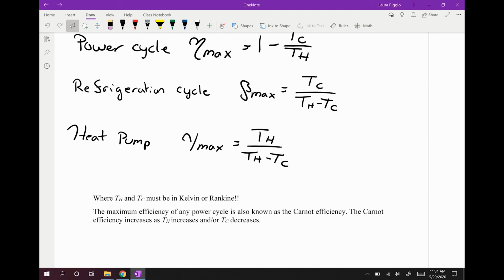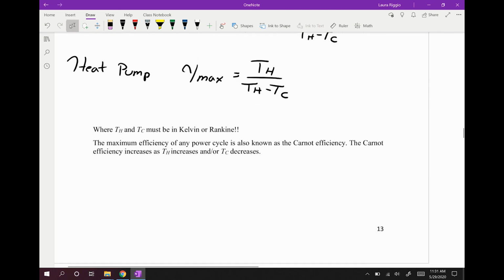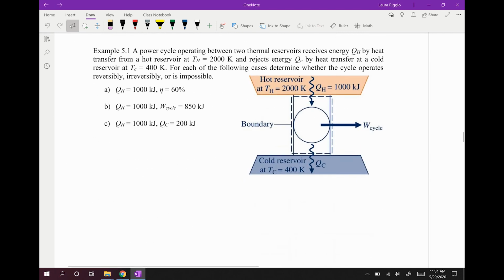So we're going to look at two quick examples of how to evaluate cycles. We have a power cycle operating between two thermal reservoirs, receiving energy QH by heat transfer from a hot reservoir at 2000 Kelvin, and rejecting energy QC by heat transfer to a cold reservoir at a temperature of 400 Kelvin. For each of the following cases, we want to determine whether the cycle operates reversibly, irreversibly, or impossibly. So the first thing we're going to do is find the max thermal efficiency.